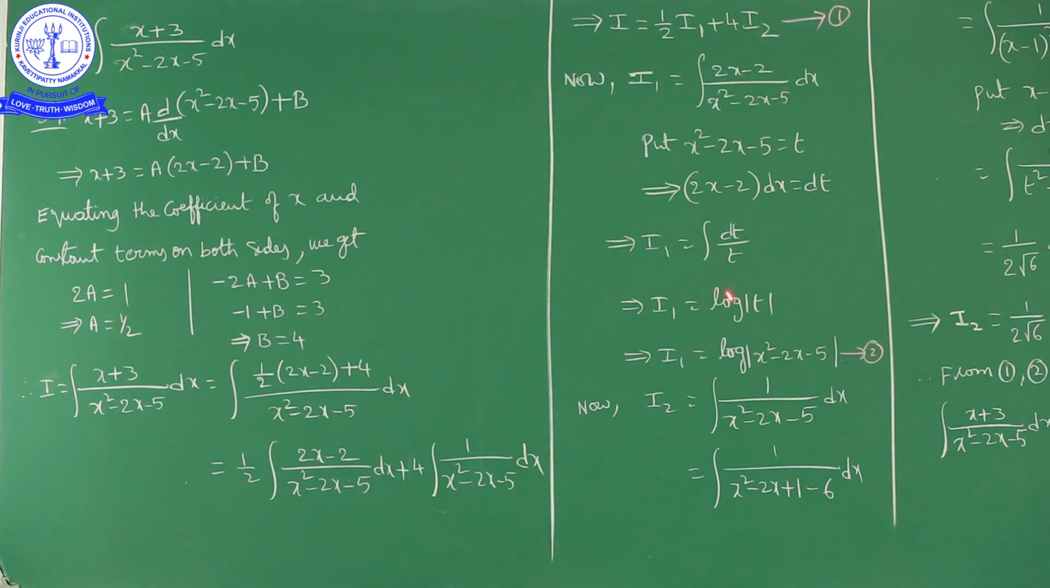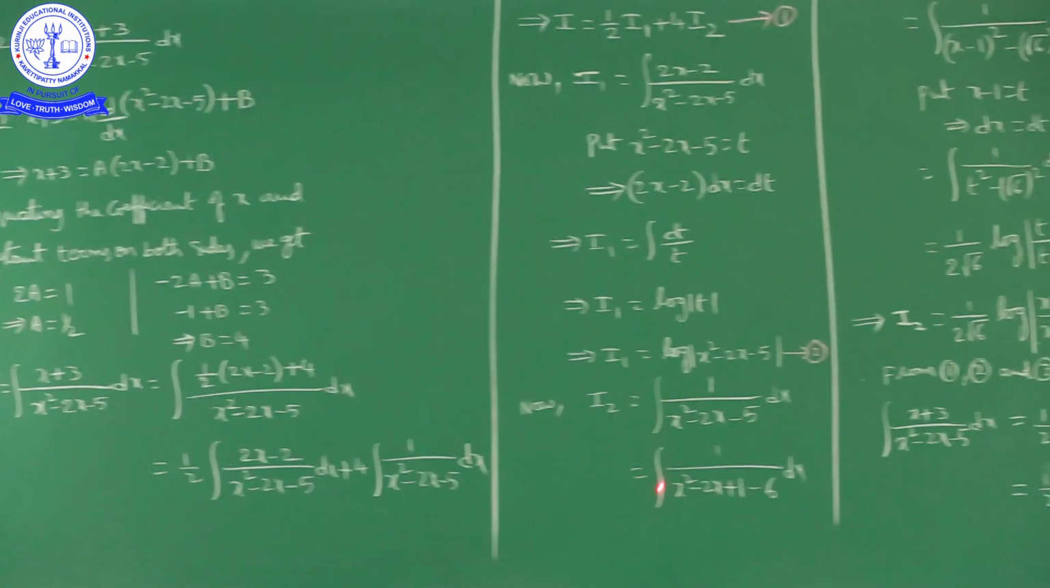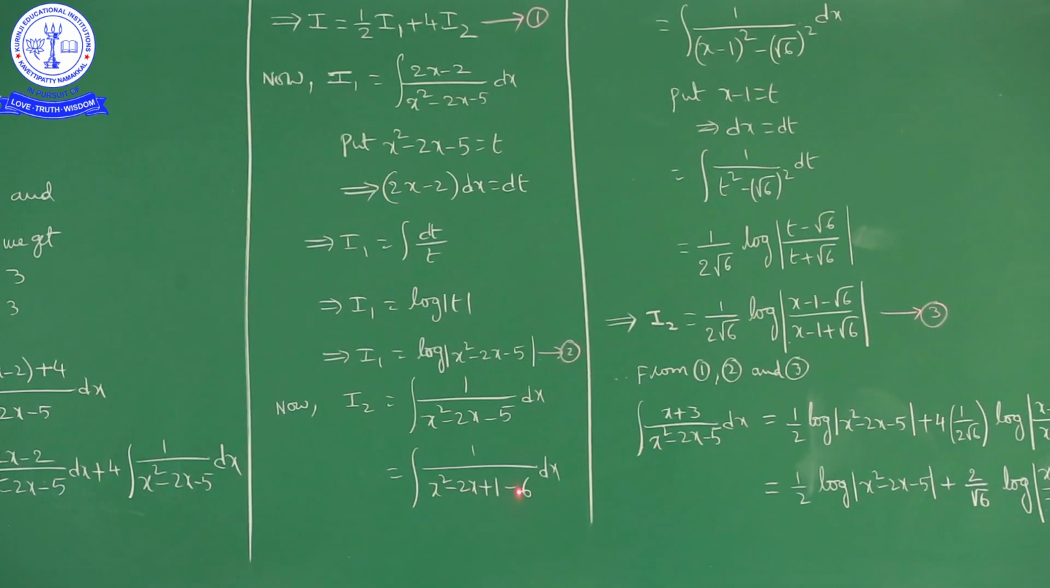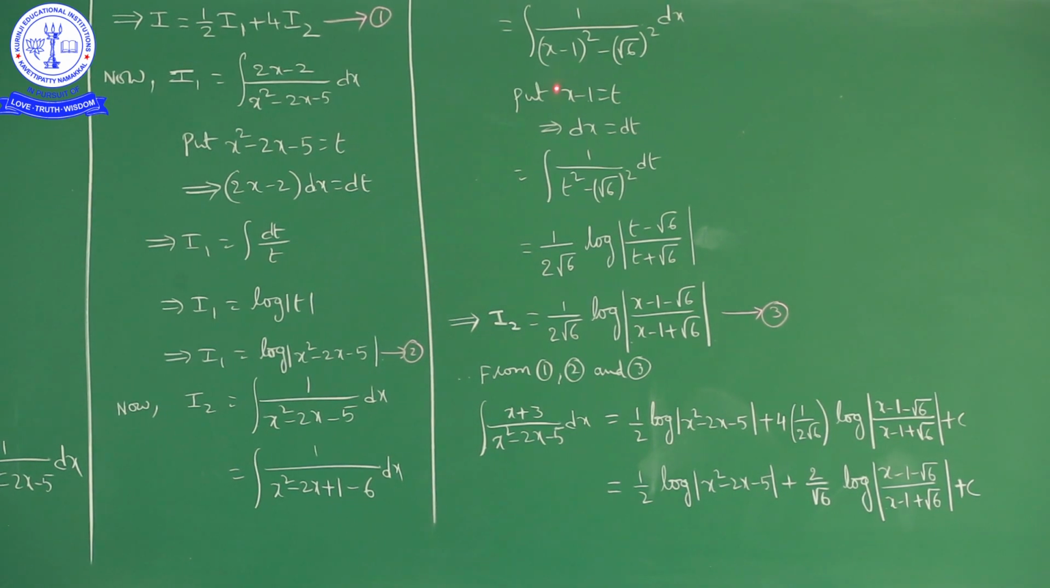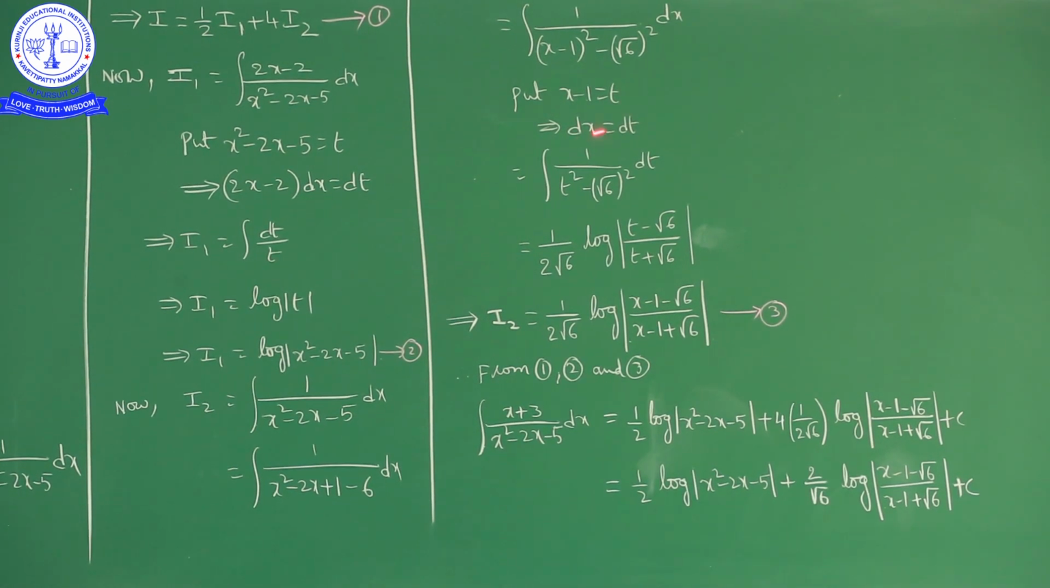Next I2. What is I2? I2 is integral of 1 upon x square minus 2x minus 5 dx. Okay. So 1 upon quadratic, try to write as sum of squares or difference of squares. So for this x square minus 2x, to make this a perfect square, I will add 1, subtract 1. So x square minus 2x plus 1 minus 6. Now this part, what we can write? X minus 1 whole square minus root 6 whole square. Okay. So now difference of squares. So putting x minus 1 equal to t, what we get? dx equal to dt. So this I2 reduces to integral 1 upon t square minus root 6 whole square dt.